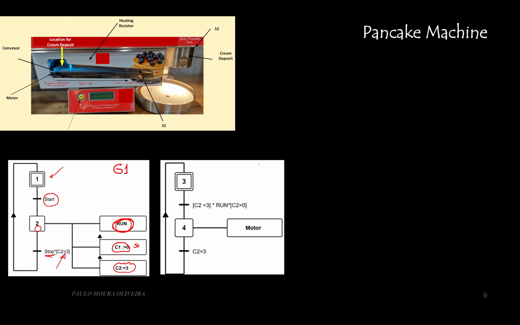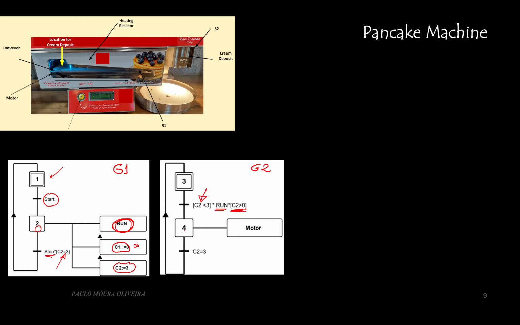The Grafcet G2 is this one. So I consider that if the run is activated, after this one, and also if you got places for pancakes in the conveyor, and at least one conveyor over there.